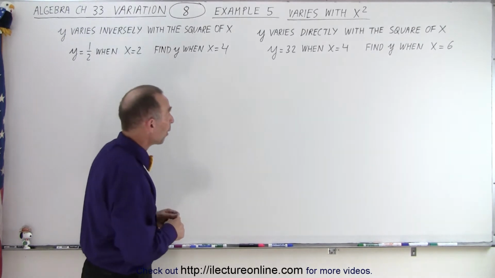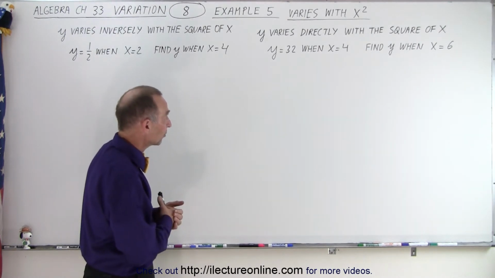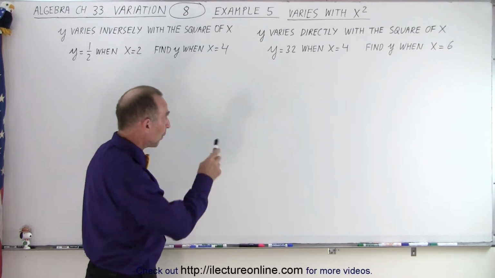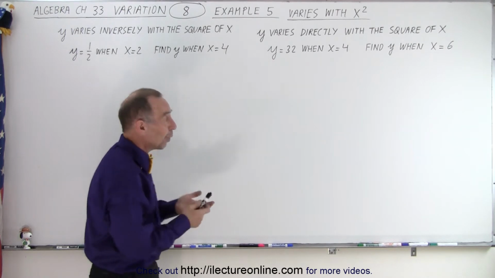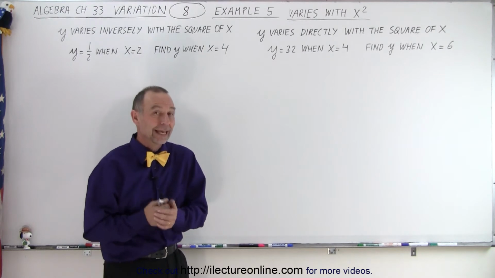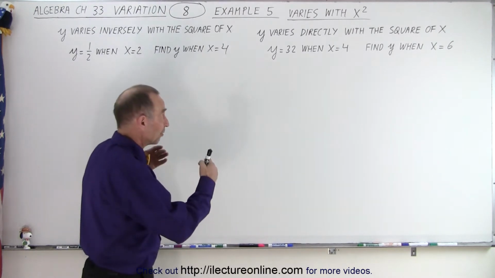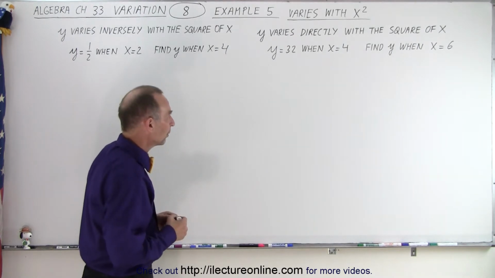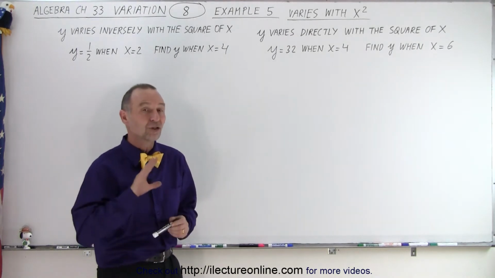First example, y varies directly with the square of x. When x equals 4, y is equal to 32, so find y when x equals 6. Again, in both cases, we're going to have to find k first, and then using that, we'll find the solution to the problem. But first, we need to set up the general equation.